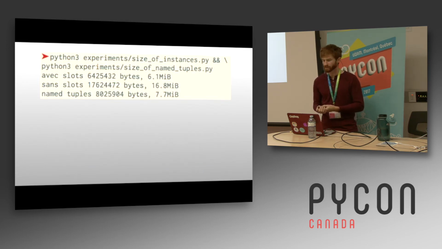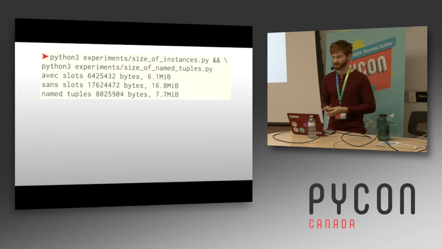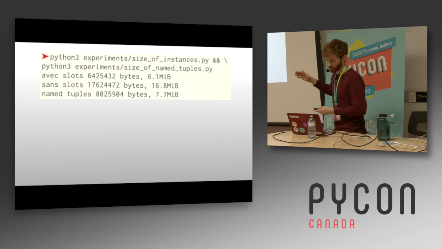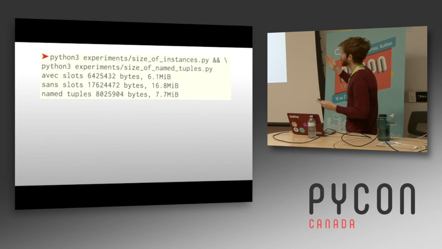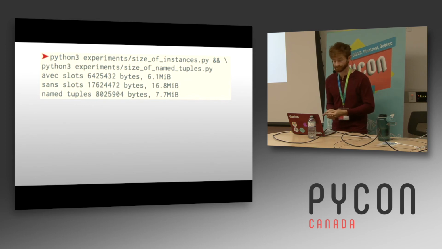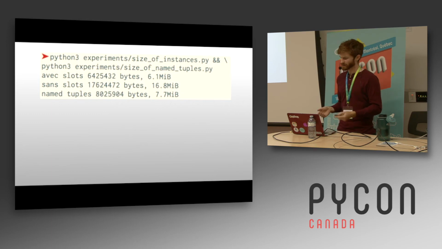So how do named tuples compare to slotted and unslotted classes? Let's use the measure functions that we used before. And named tuples compare sort of as you might expect in terms of size. They're 20% larger than slotted instances, and they're about half the size of unslotted instances. The speed of attribute access is actually a bit surprising here.